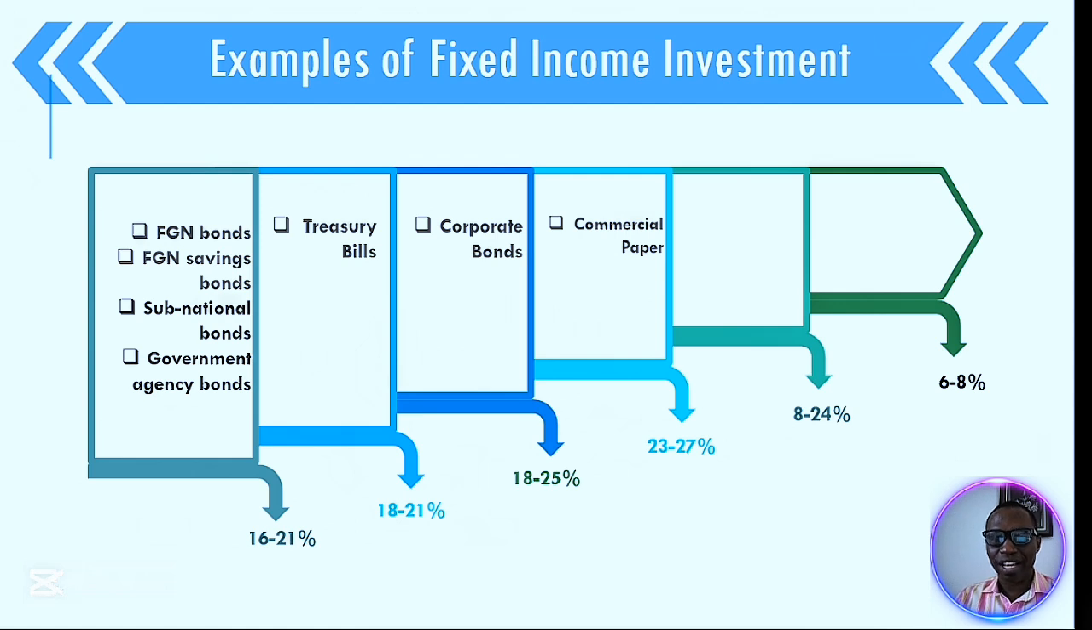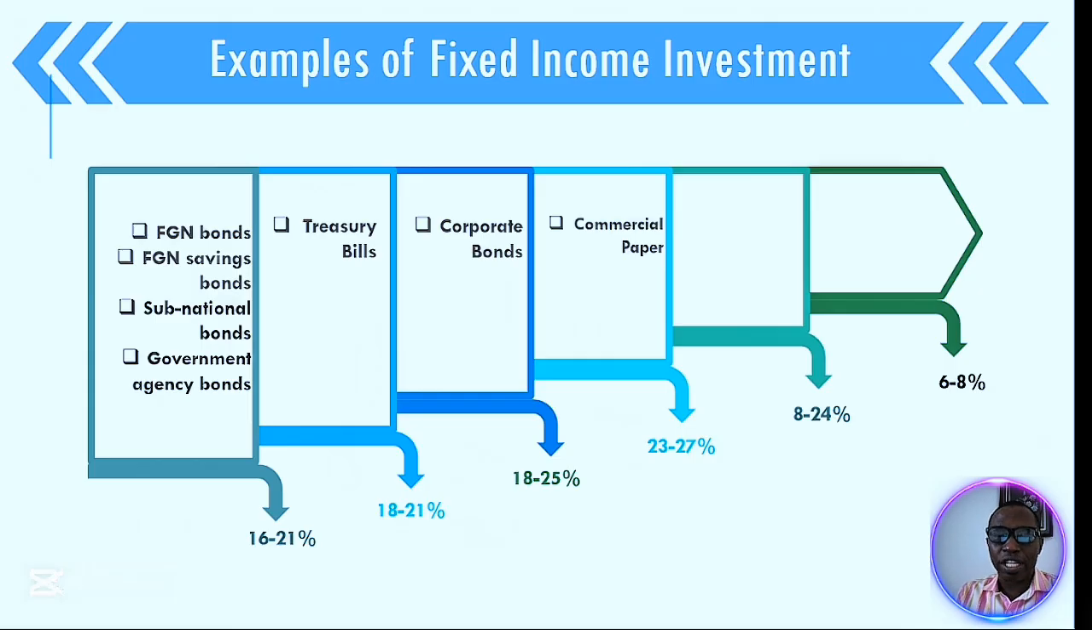Commercial paper is next. Commercial paper offers between 23 to 27% per annum. Commercial paper simply means companies coming to you to borrow money for a short period of time, usually between 15 to 270 days. The maximum I've seen is 270 days.